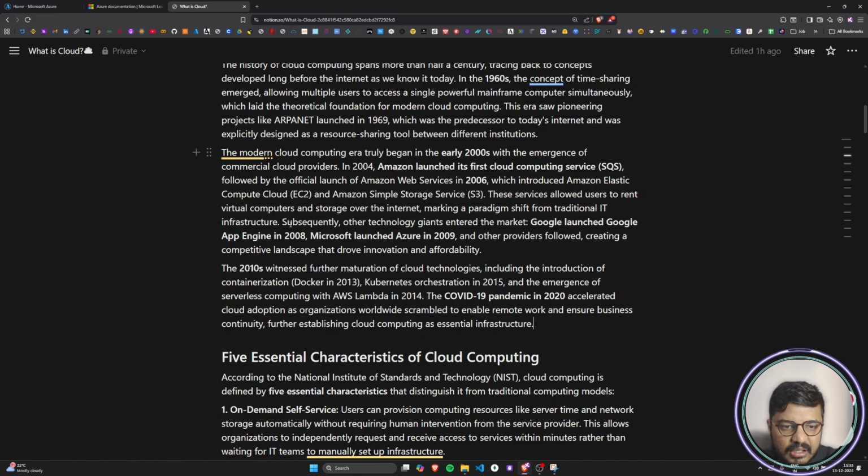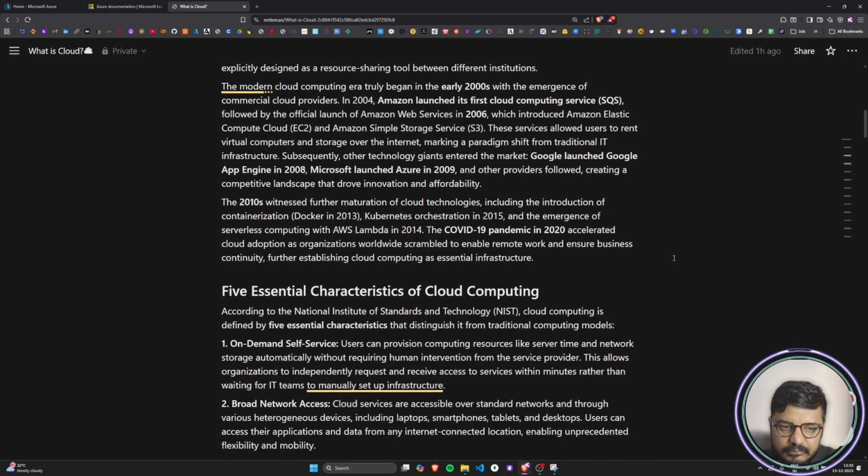IT infrastructure. Subsequently, other technology giants entered the market. Google launched Google App Engine in 2008. Microsoft launched Azure in 2009. So 2 years later, Google launched Google App Engine, and 3 years after AWS, Microsoft launched Azure, and other providers followed, creating a competitive landscape that drove innovation and affordability.